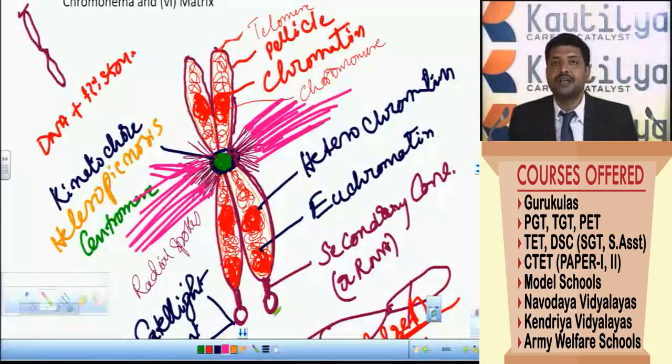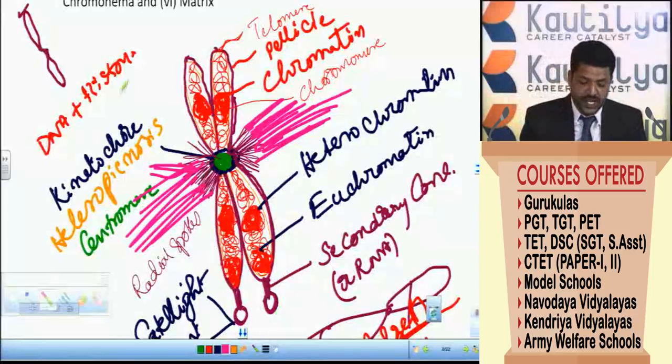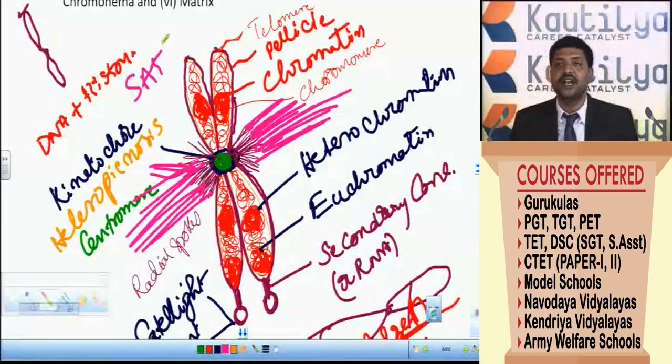What is the part of the chromosome beyond the secondary constriction, the round ball-like structure beyond the secondary constriction? It is known as trabant or satellite. And the chromosomes which have satellites are called SAT chromosomes. Chromosomes which have satellites are known as SAT chromosomes. What is the importance of SAT chromosomes in evolutionary observation?